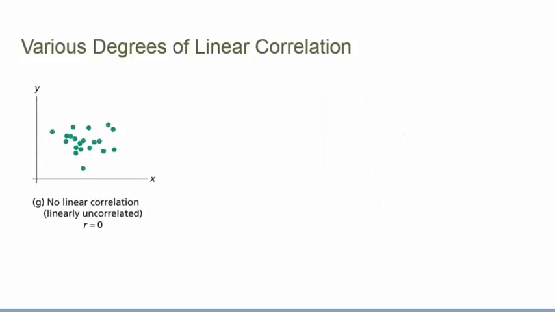My next graph shows a scatter plot with no linear correlation, or linearly uncorrelated, r equals 0. Here, the dots do not form any kind of line. They're just spread out, and we can't tell what shape our data could take.